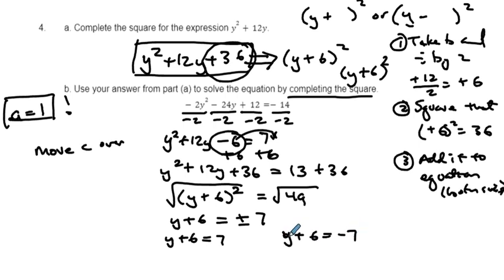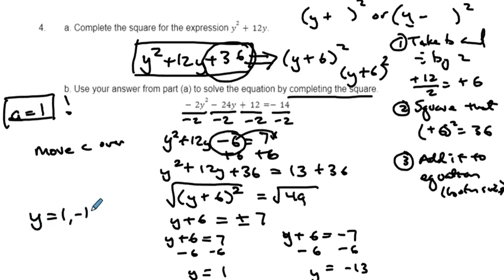Sorry, that looks like a G. Subtract 6 from both sides, and this gives us 1 and negative 13. That's how this works. You get your solutions, y equals 1 and negative 13. Put a big box around it, wrap a ribbon on it, put a bow on it, whatever you want to do.